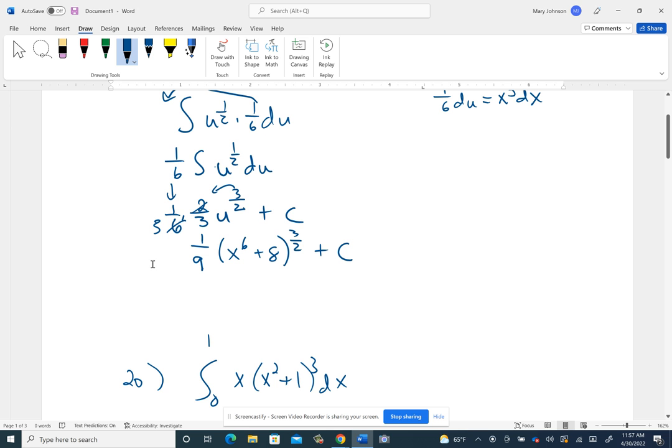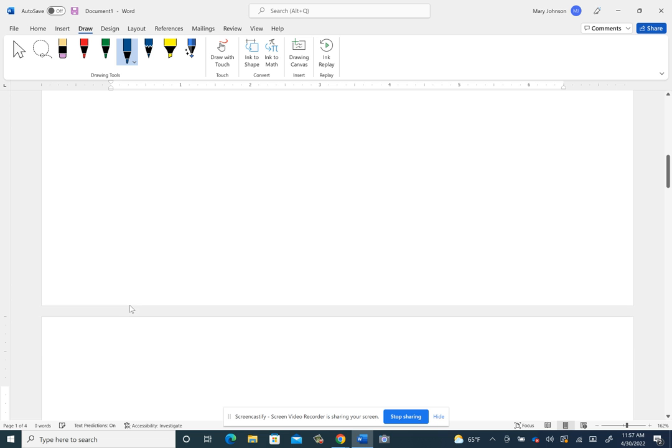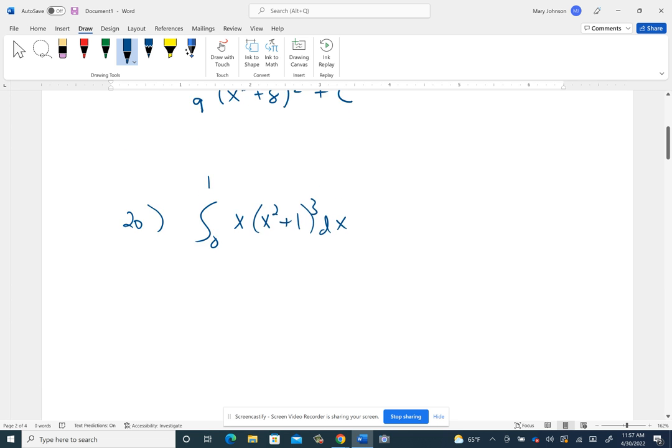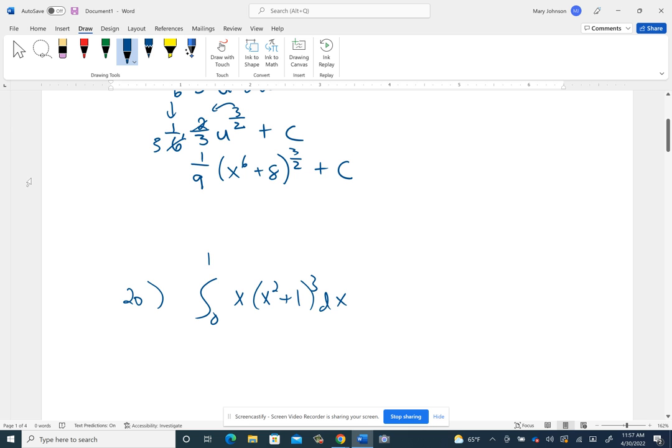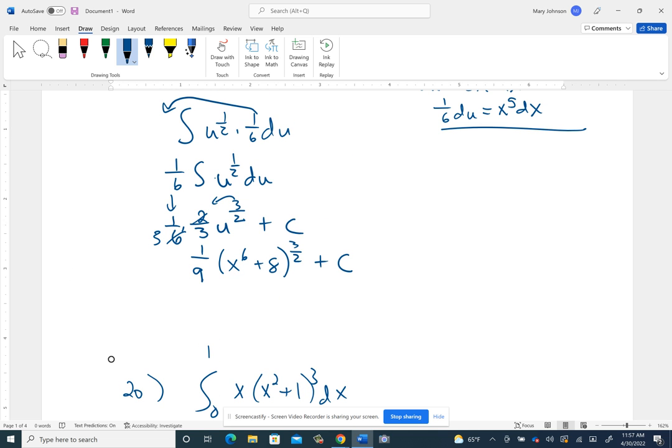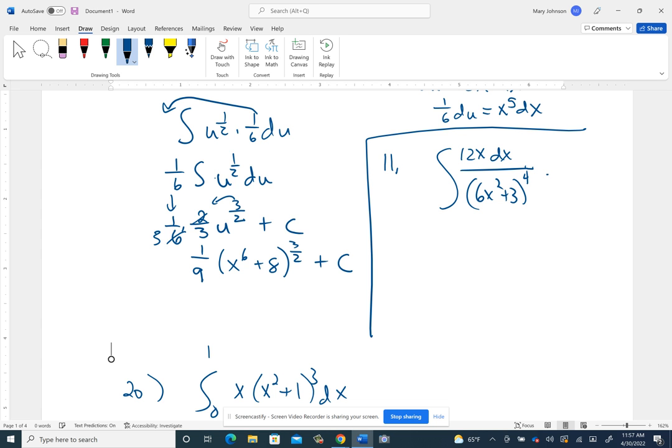Okay. Now let me go ahead and do number 11, which is another example of evaluating or finding the indefinite integral using the general power rule. Okay. I want that to move. Okay, that's not going to move down. All right, let me see if I can do it just right over here. So here's number 11. Okay, 11 was this one. 12x dx, and then down here we had 6x squared plus 3 all raised to the 4th power. Okay, and the dx, they just wrote it up on top there.